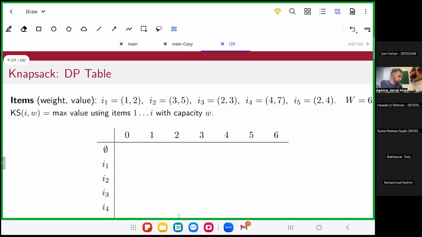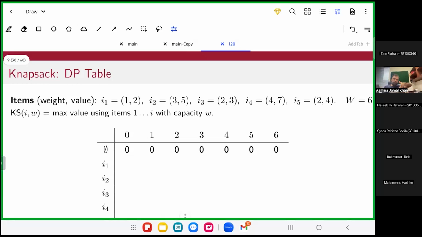I'm going to quickly show you how you fill up this table for the example we saw. I think it's the same example. Okay, so the first row says that your capacity is increasing one by one, but your allowed list of items is empty. There's nothing allowed. So the first row will always be 0, right? There are no items whose value you can pick. So the first row would be 0.